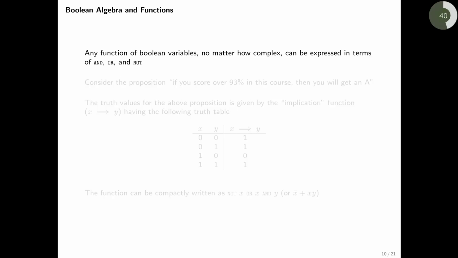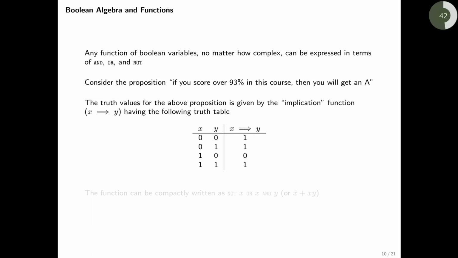Now it turns out that any function of Boolean variables, no matter how complex, can be expressed in terms of the basic Boolean functions AND, OR, and NOT. And let me illustrate that with an example. Let's consider the proposition which says if you score over 93% in this course, then you will receive an A. All right. Now, the truth table for this proposition is given by what is called the implication function, which is denoted using this symbol, right? And the truth table is shown here.